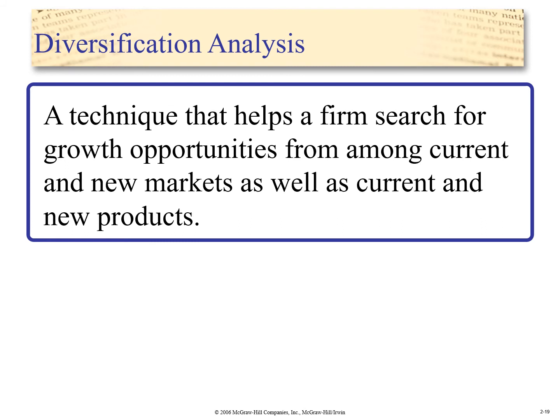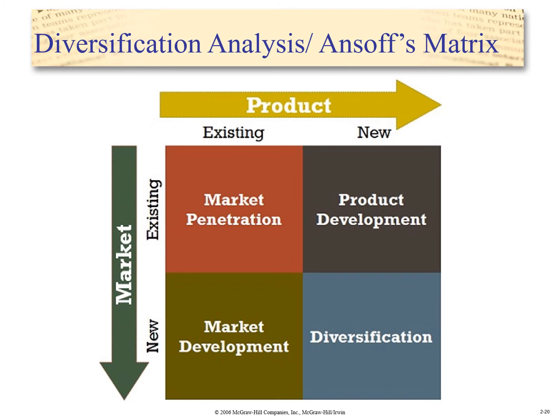I think we'll understand it better with this matrix, which is also called Ansoff's matrix. On the top left, you see existing products and existing markets. You use your existing product to sell more in your existing market, which is called market penetration. You're penetrating more into the same market with the same products that you were selling earlier.